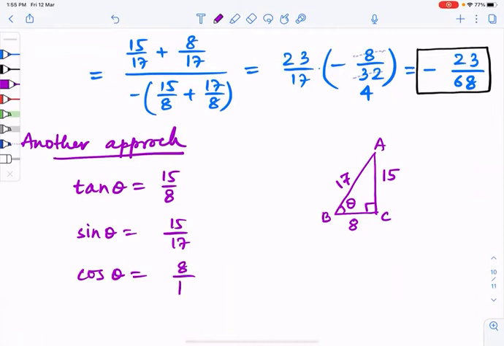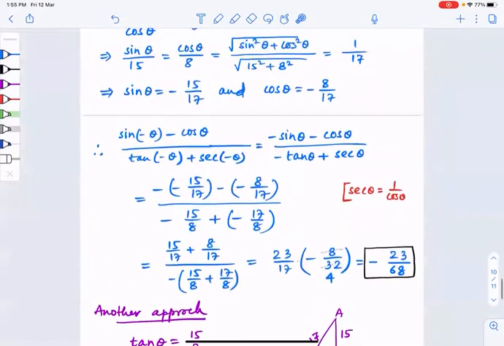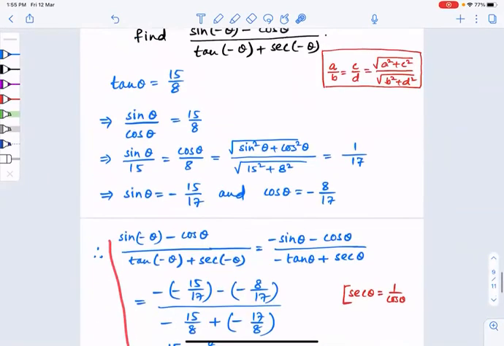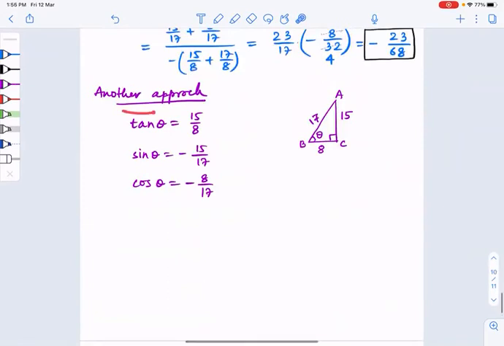But then it is given in the question that cos theta is negative, so we put a minus sign here. If cos theta is negative, sine should also be negative because tan is positive. Okay, so this is how we can find the values by using this type of diagram. After that, the method is exactly similar. So either we can get sine and cos theta by using this algebraic approach, or we can find it by this geometrical approach.